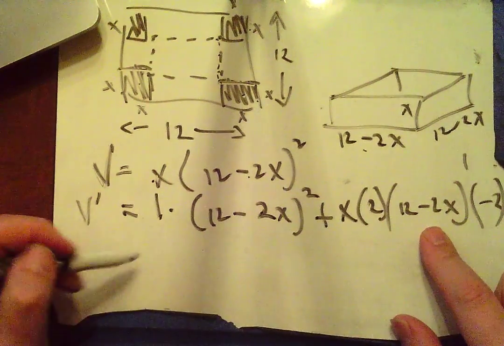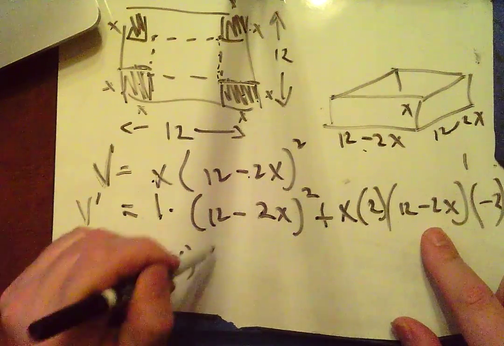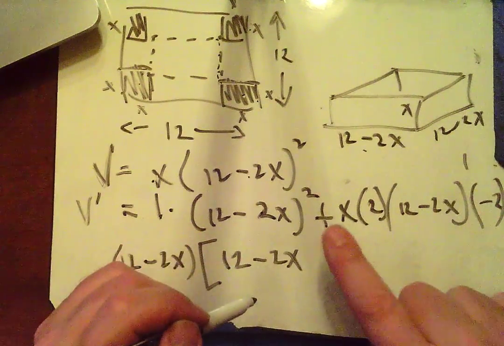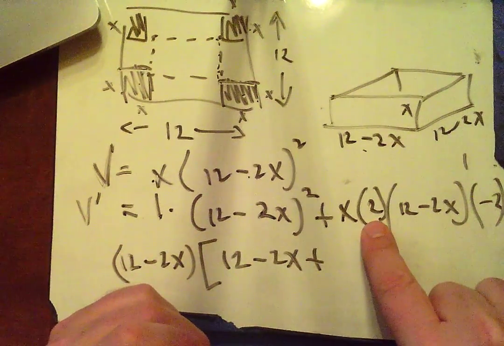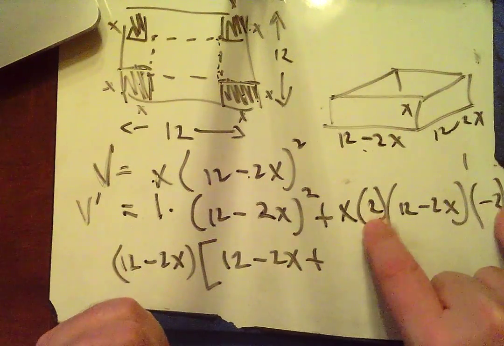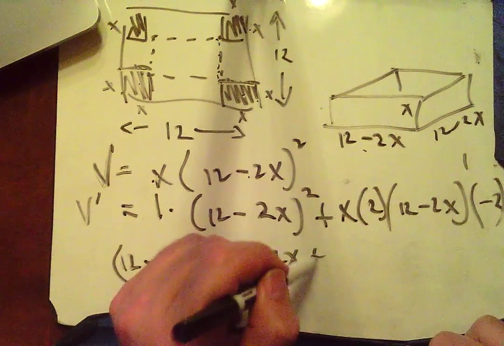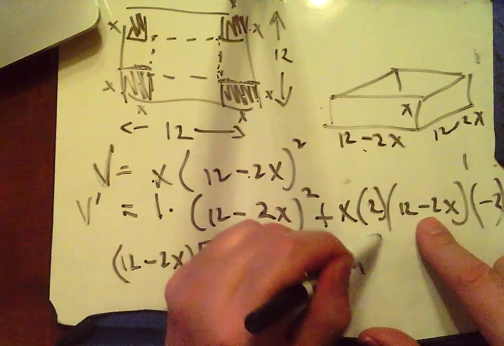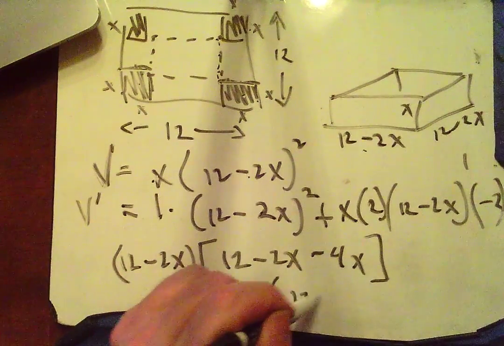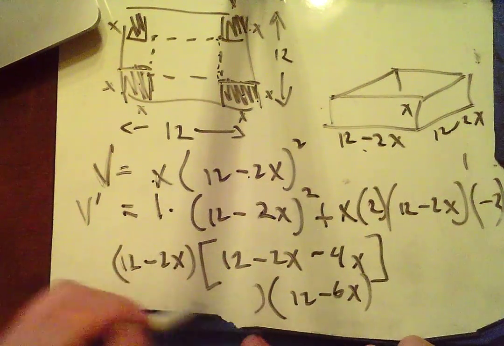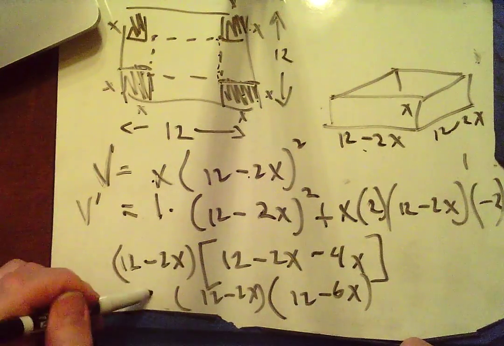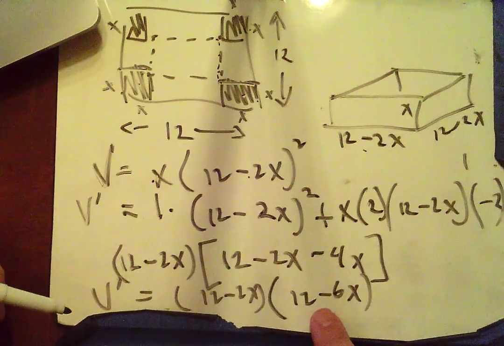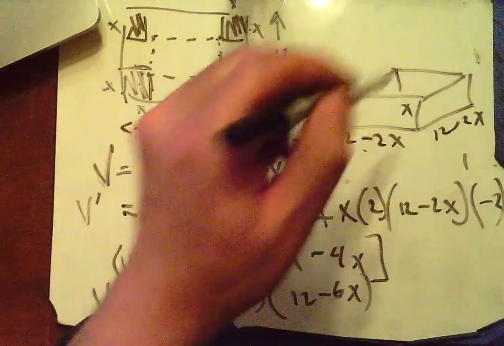Well, I can factor a 12 minus 2x out, and I'm left with that 1 and one of these, so 12 minus 2x. Now my plus sign, I've got 2 times negative 2, which is negative 4, times x, that's going to be minus 4x. And this is what I factored out. So I can just tidy this up as 12 minus 6x times 12 minus 2x. And there's v prime. So it looks to me like I've got a critical number at 6 and a critical number at 2.